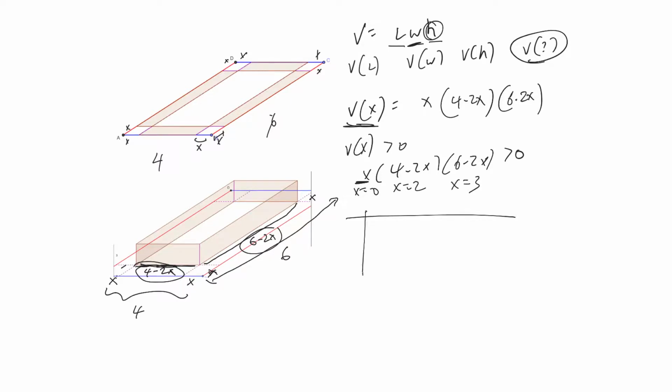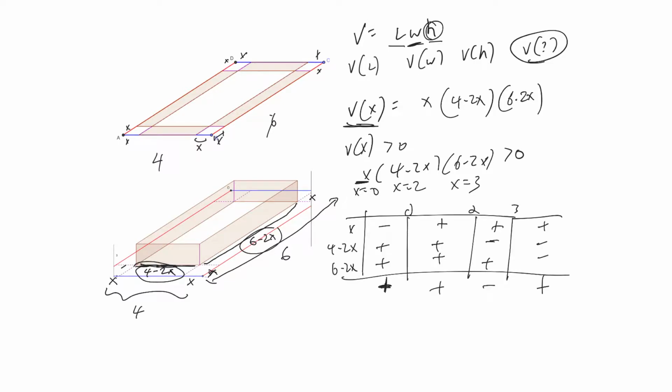We set our table here. I'm going to put in all the factors that are involved in the function, and I have 0, 2, and 3. At the end, we get the following. So here's our table. However, we need to look for the positive. So we have positive here, positive here, and positive there.